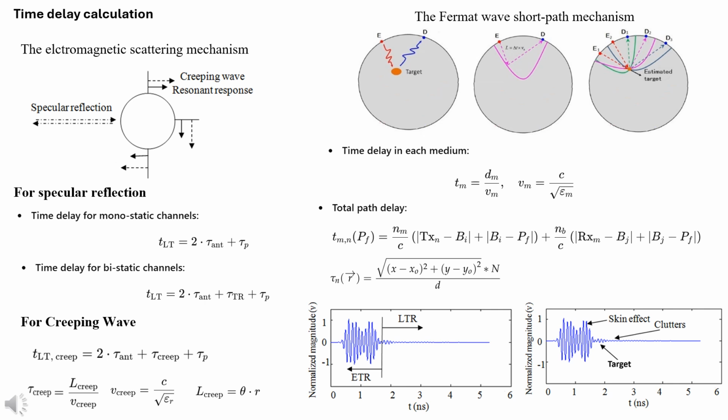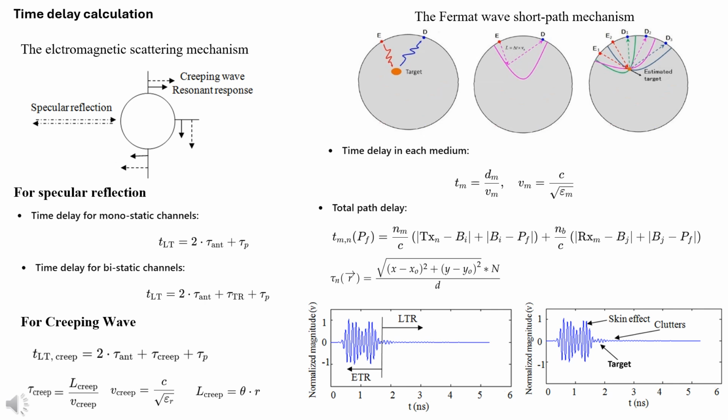These waves are important in imaging systems when the object is smaller than the wavelength of the incident microwave signal. The creeping wave takes a longer, curved path around the object compared to the direct reflection in specular reflection. For creeping waves in a bistatic scenario, the time delay formula would need to account for the additional time the wave spends traveling along the surface of an object, like a tumor, before reaching the receiving antenna.